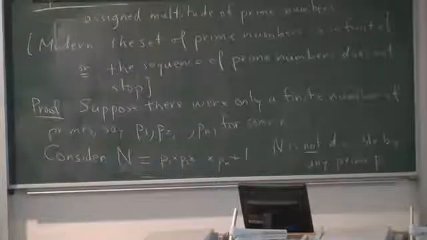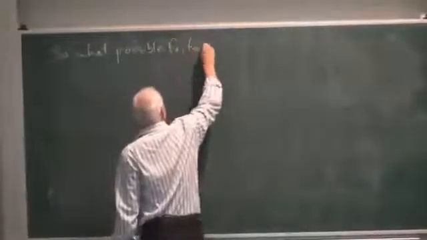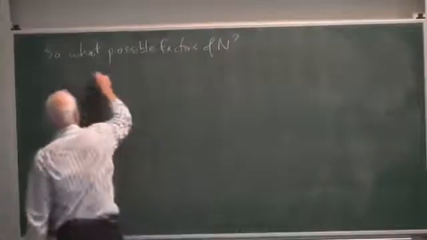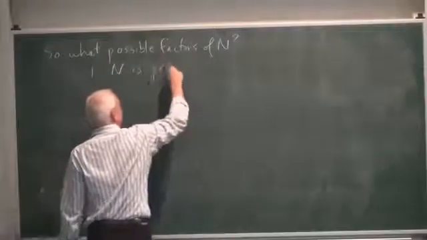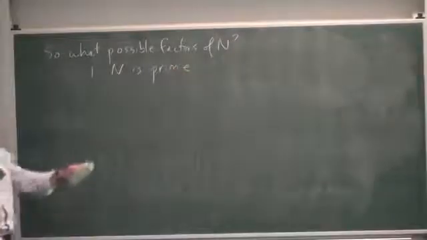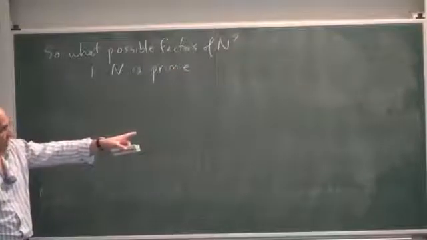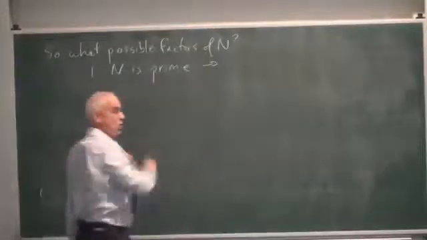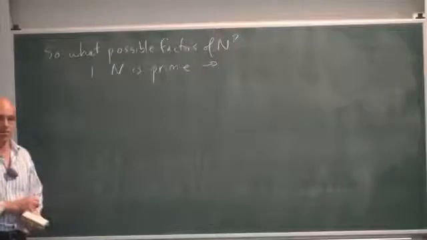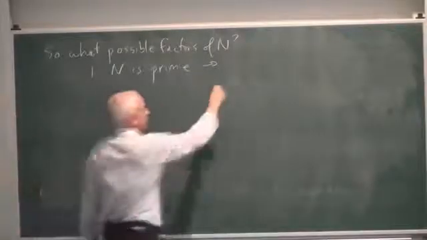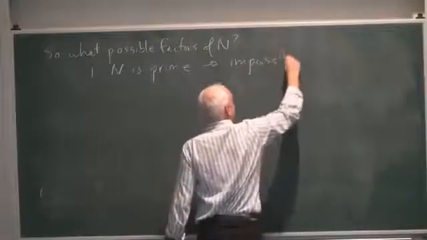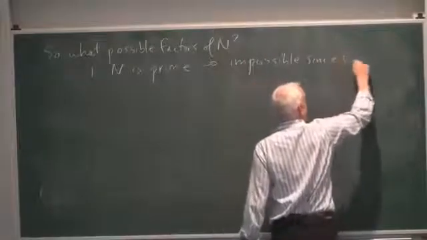there are sort of two possibilities. So what are the possible factors? Well, one possibility is that N itself is prime. But that would contradict the fact that all the primes are P1 to Pn, because this is obviously a new prime. It's obviously bigger than all of the numbers P1 through Pn. So this is impossible, since it's not on the list.